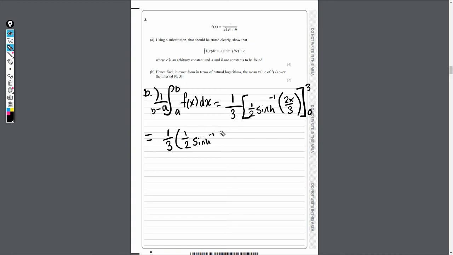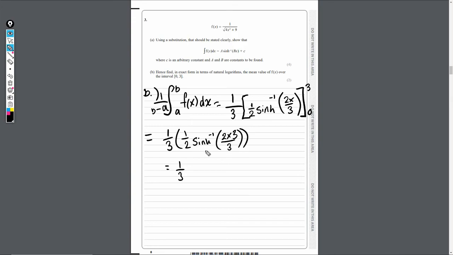Now, if I'm putting 3 in here, I'll get a value. If you put 0 in here, you're not going to get a value, right? Because hyperbolic sine inverse will be 0 when x is 0. So that's not going to give you any value there. So we'll put this in now. It's going to be 2 times 3 over 3, like so. Keep simplifying this now. It's going to be a third.